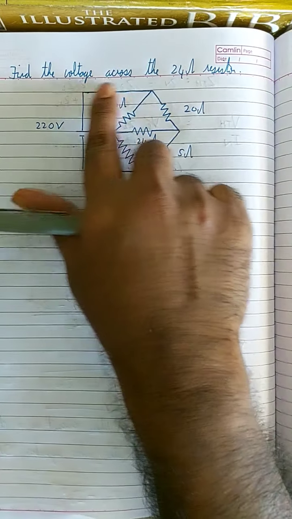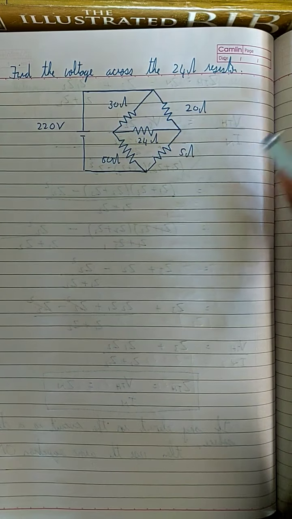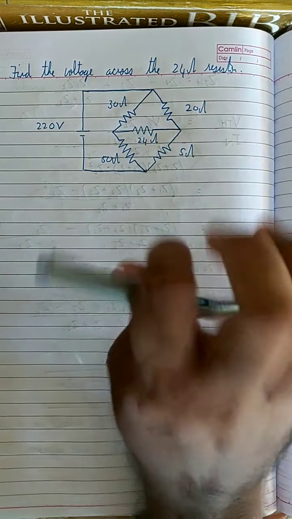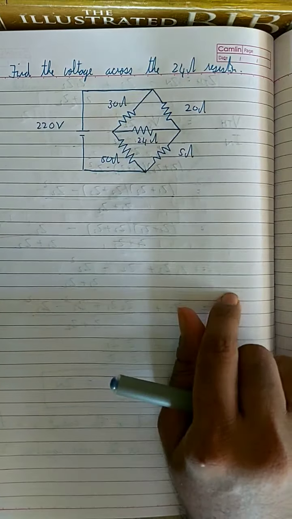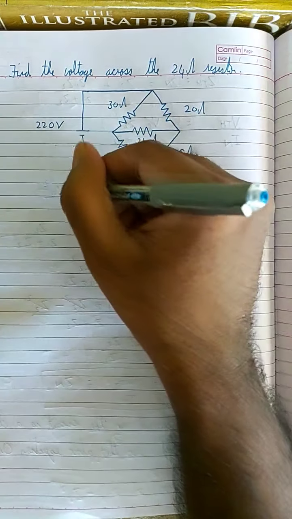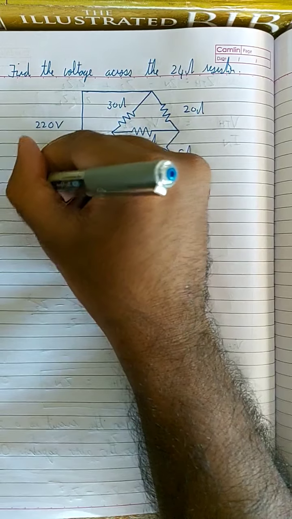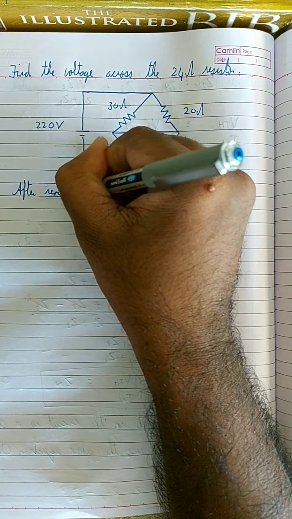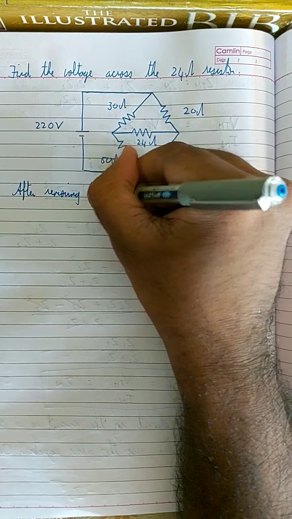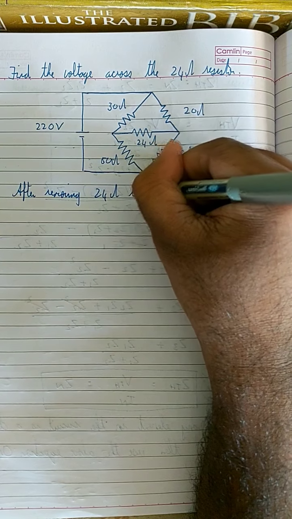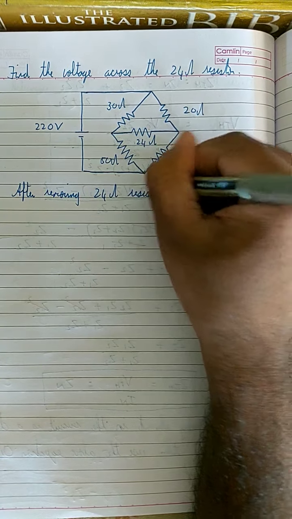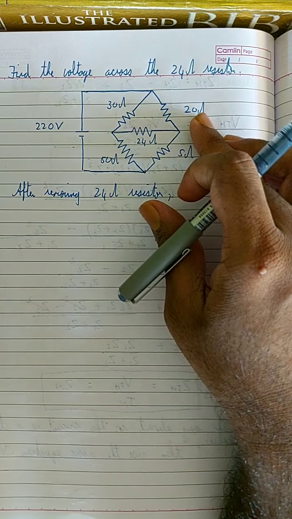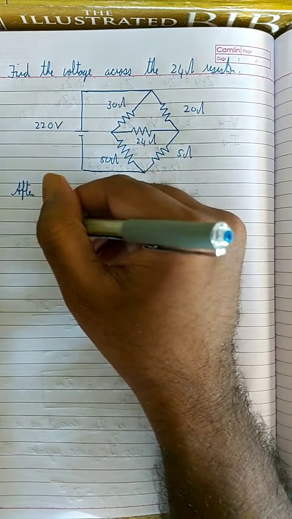So here they ask: find the voltage across the 24 ohm resistor. So where is the 24 ohm resistor? This is the 24 ohm resistor, okay? So I will remove that resistor from here. What will my circuit be after removing the 24 ohm resistor? How will my circuit look? Let me see. So my circuit will become like this.